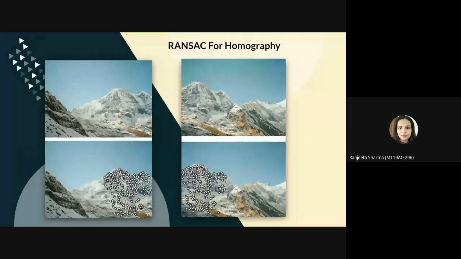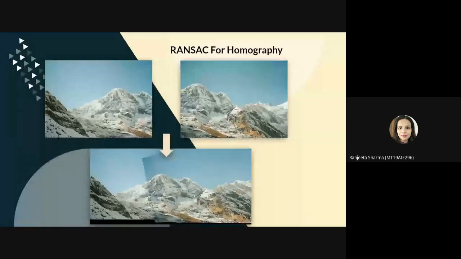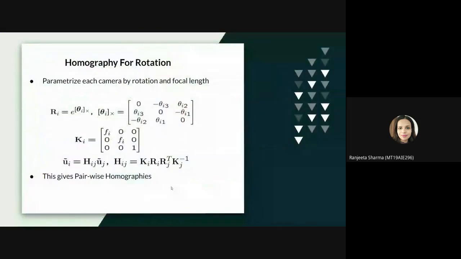So this is the final image generated after applying the homography matrix, and we can see both the images are aligned perfectly. This is the mathematical representation of the homography matrix, where we parameterize each camera by rotation and focal length. Here we have used three rotation angles, theta 1, theta 2 and theta 3, and a focal length f. Ki represents a focal length matrix, and we have generated a pairwise homography expression, which is basically ui tilde equals Hij uj tilde.